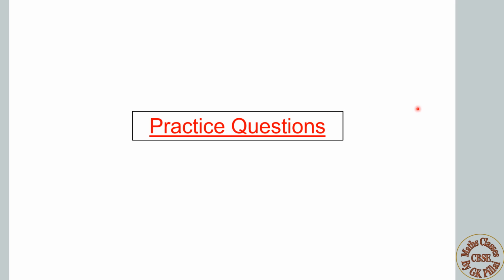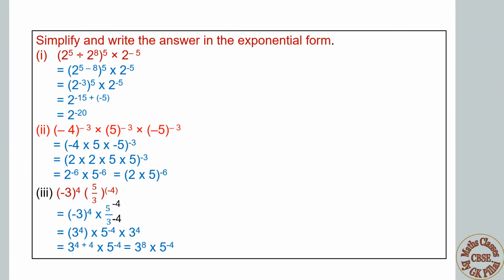Now you will have some practice questions. The next one, simplify and write the answer in the exponential form. 2 to the power of 5 divided by 2 to the power of 8, the whole power 5, into 2 to the power of minus 5. So this will be 2 to the power of 5 minus 8, whole power 5, into 2 to the power of minus 5. And this will be 5 minus 8 is minus 3, and 5 outside, into 2 to the power of minus 5. Now this will be 2 raised to the power of minus 15, and this minus 5 is added. It will be 2 to the power of minus 20.